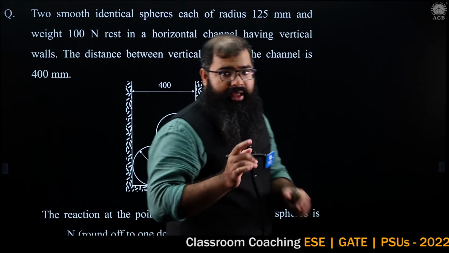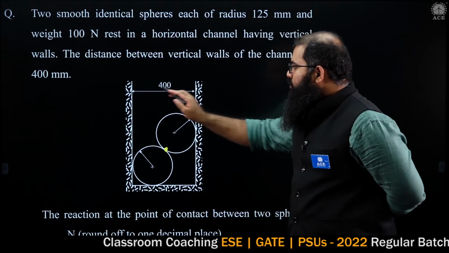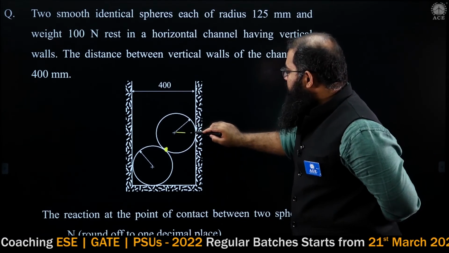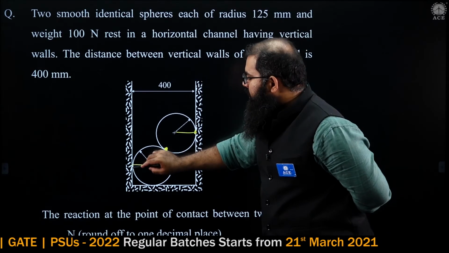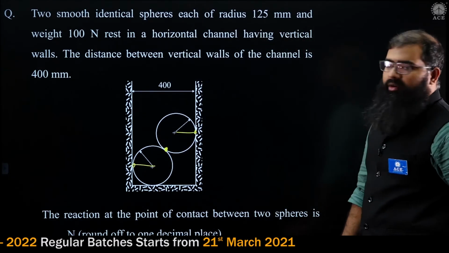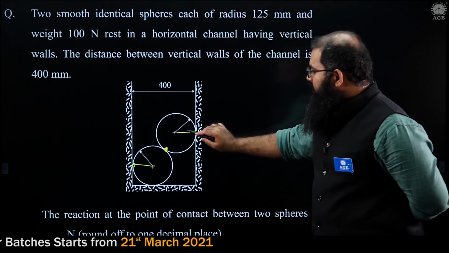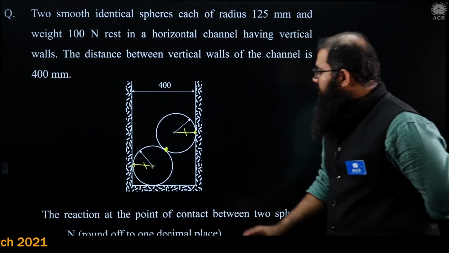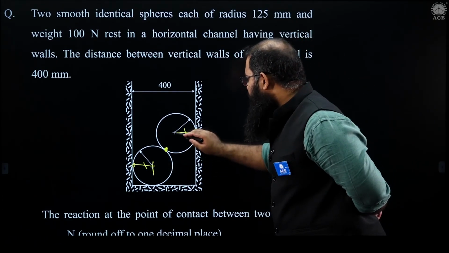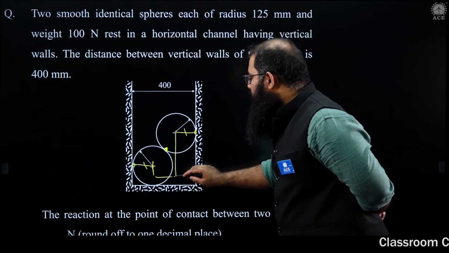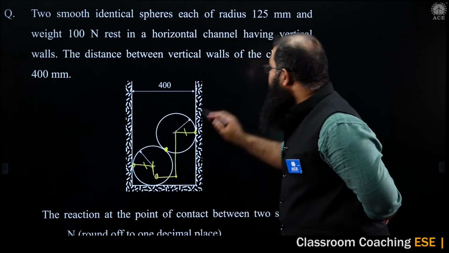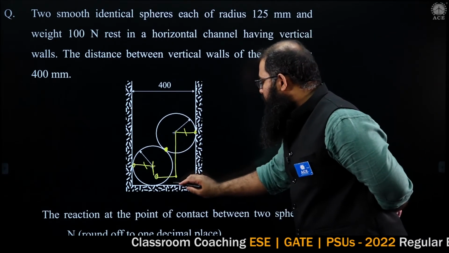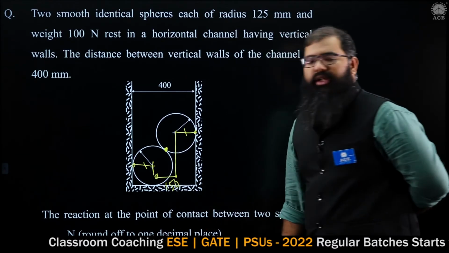Let us see how. He has mentioned already that the distance between these two vertical walls is 400 mm. And the radius of each of these spheres is equal to 125. So let us say that 125 is removed, 125 is removed from 400. Then what is left in between? The span left in between is going to be equal to 400 minus 125 minus 125, and that is 150. So this is equal to 150 units.